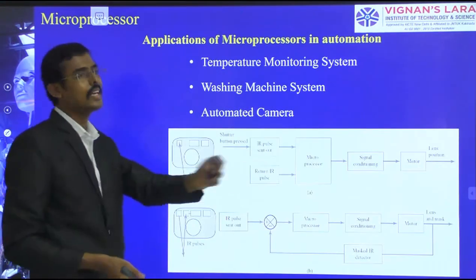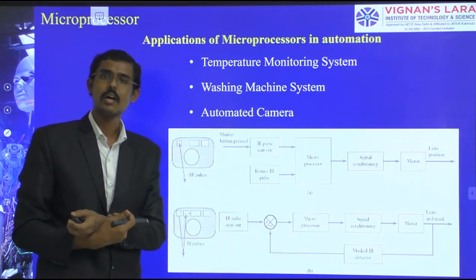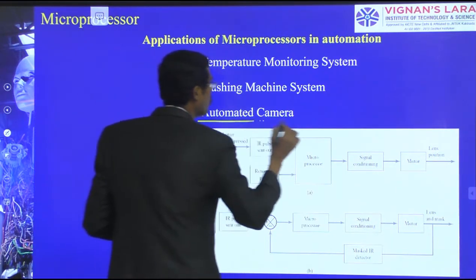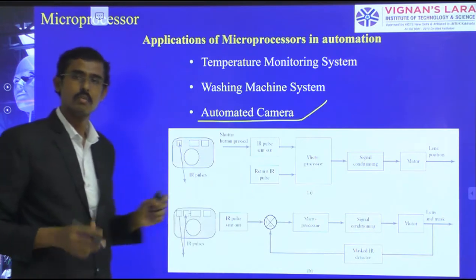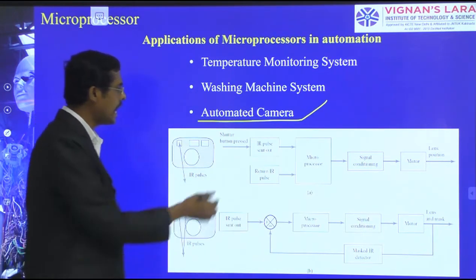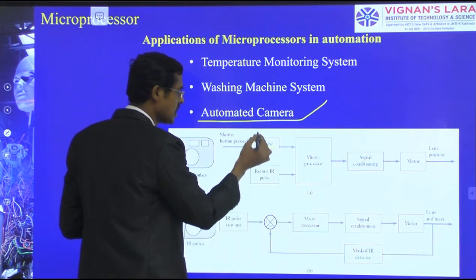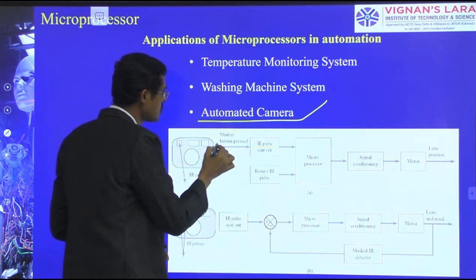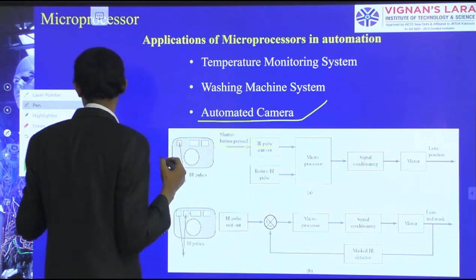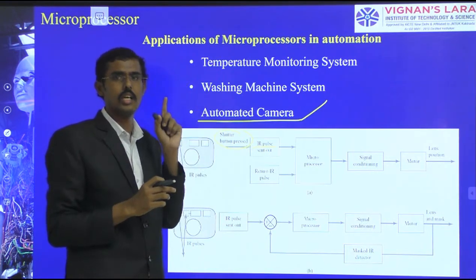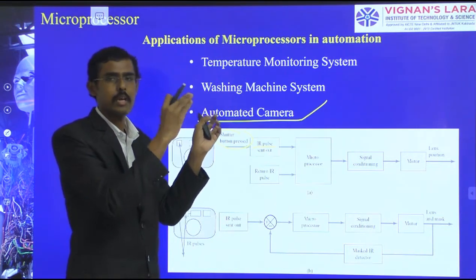I have taken one example of the applications of the microprocessor to see. I have taken an automatic camera. You see, when we want to take a snap with a camera, I have a pulse rate, a send in, send out, and the microprocessor is there. The shutter button is pressed or off. When it is pressed, it is going to click. When it is released, the snap has been taken.